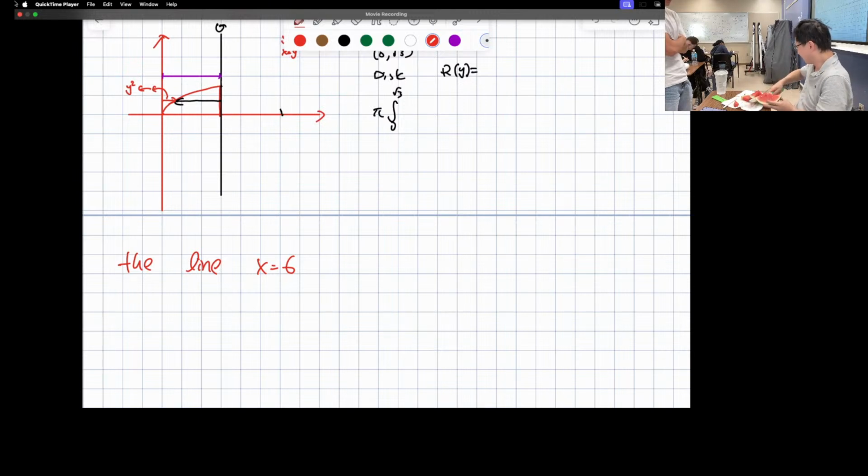No, but you're not rotating around your base. You're rotating around 6. Why is this so far away?